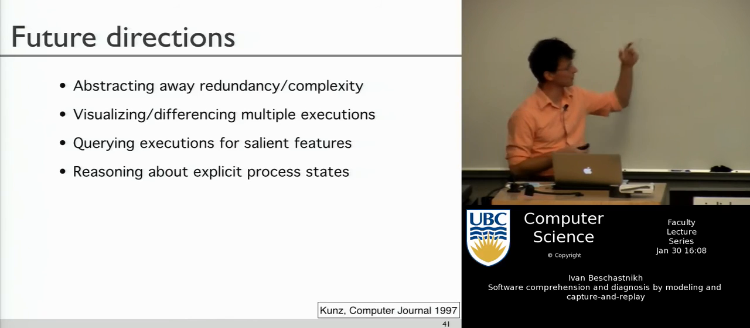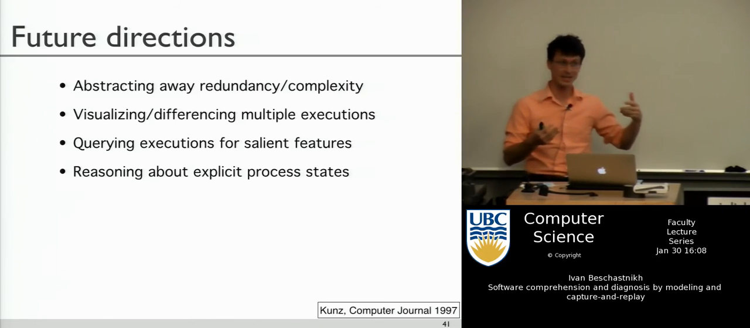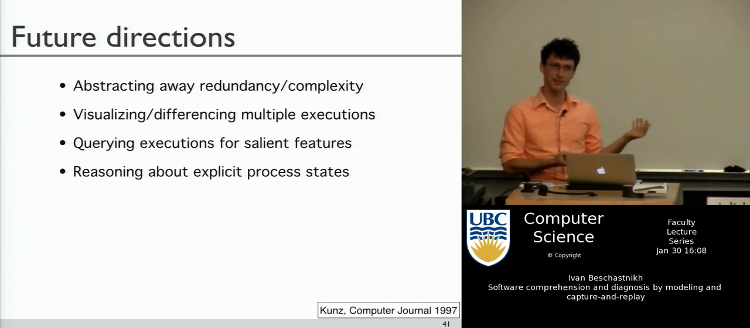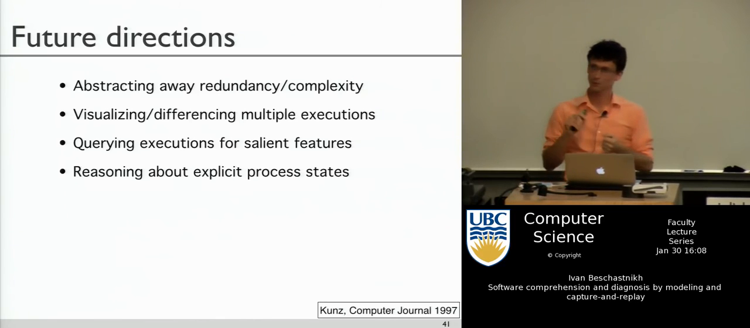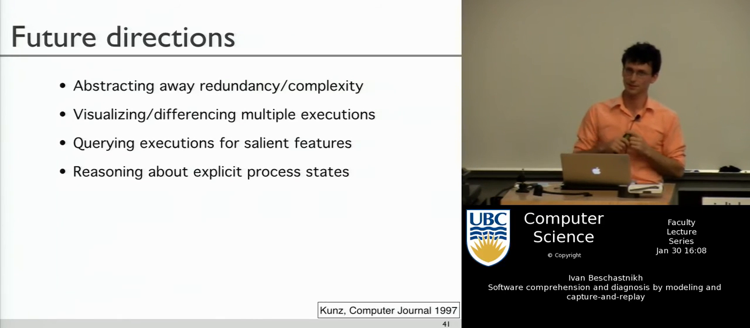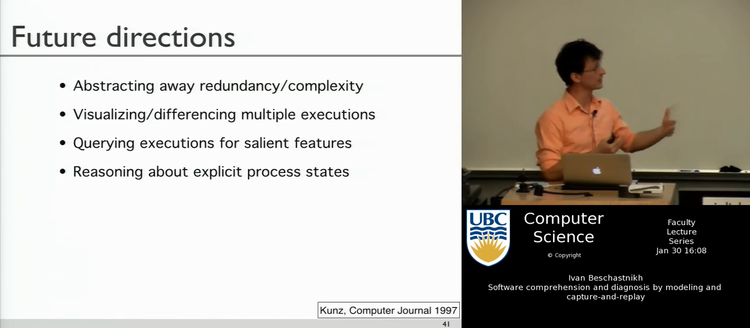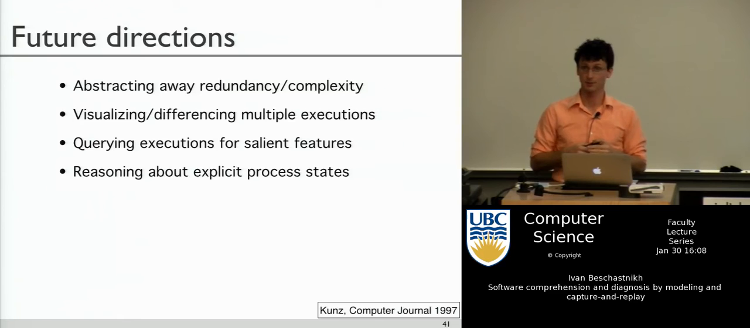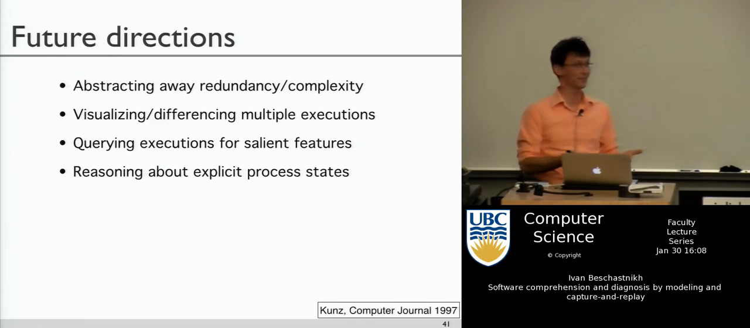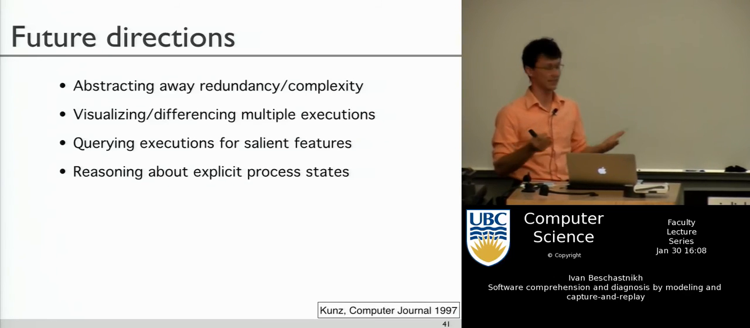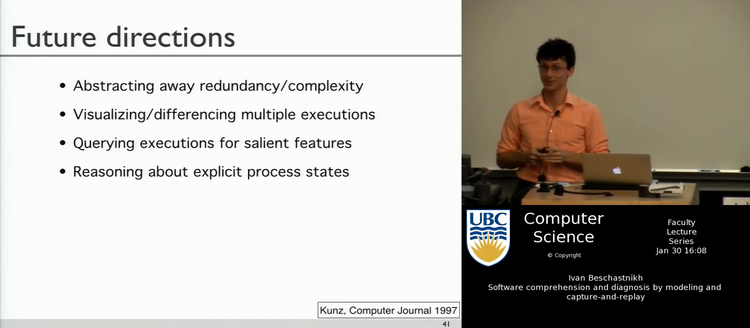And then finally, it's interesting to reason about process state. So right now I'm just showing you events as they occur. So it's not really reasoning about the individual processes and their states. So an interesting research question is, how do you integrate state into these time space diagrams? How do you integrate it? How do you represent it? And how do you abstract it away? Because obviously in the log, it's going to be very concrete, right? So that means that it's going to explode and not going to be very easy to visualize.